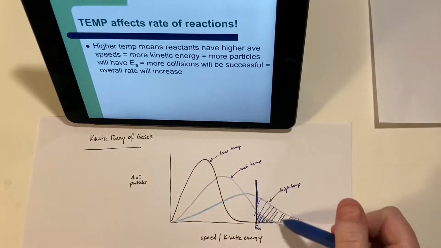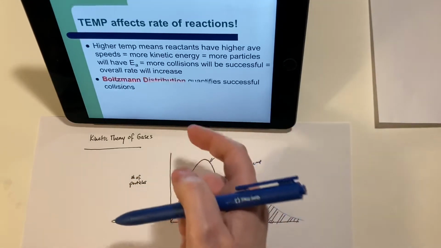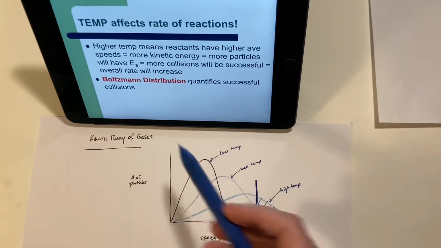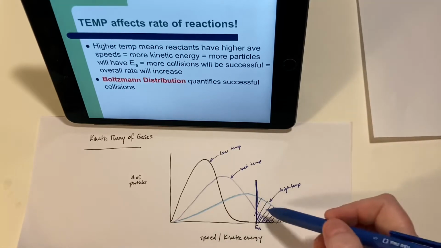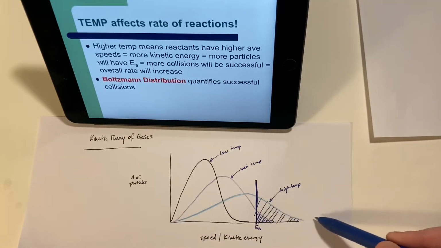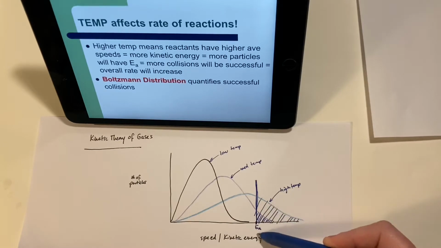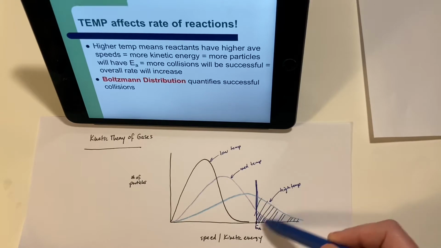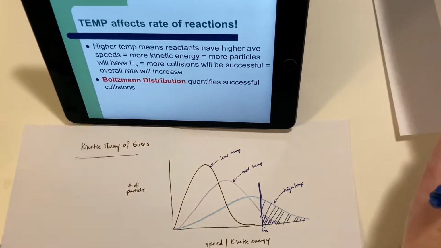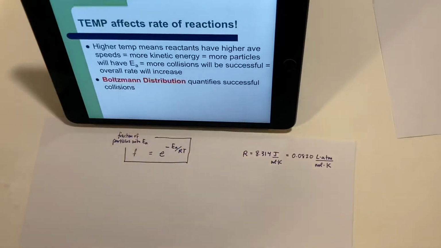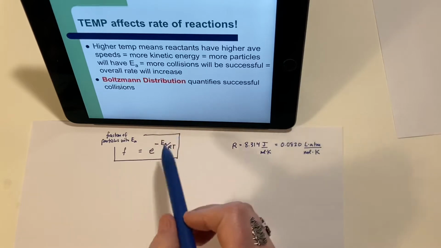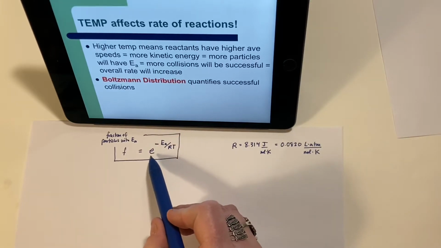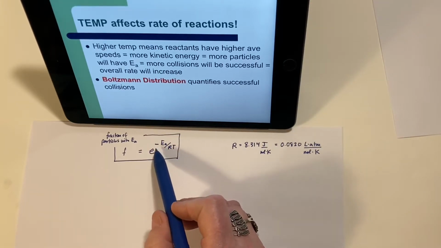Okay, so let's quantify this. Let's quantify something about successful collisions. We can do that by examining what's called the Boltzmann distribution. The Boltzmann distribution is going to tell us about the curvature here, and we're going to plug in on the x-axis a particular energy value to tell us about the number of particles that have at least that activation energy and higher. So the Boltzmann distribution is a function. It's an e to the x function, an exponential function with a negative exponent.